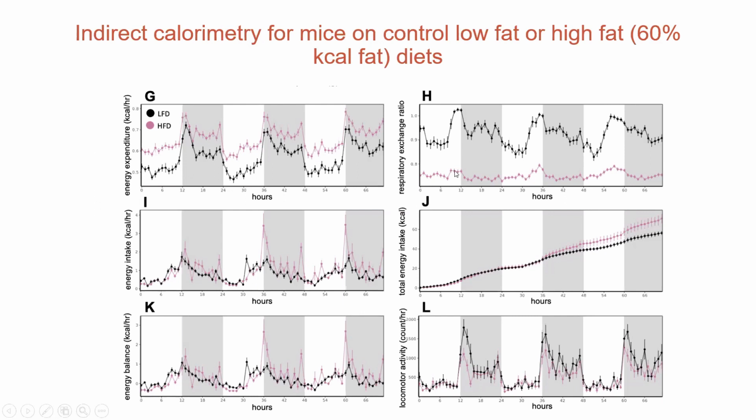High-fat diet mice obviously have a lower RER than mice eating a high-carbohydrate diet. And energy balance, so this is energy intake minus energy expenditure, doesn't really look that dramatically different, but ever so slightly more positive for the high-fat diet group, with lower locomotor activity for the high-fat diet mice.